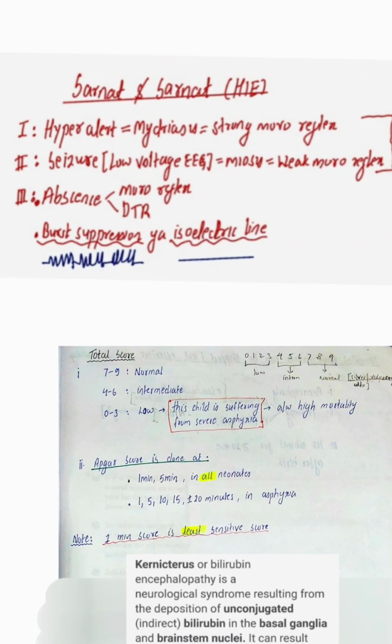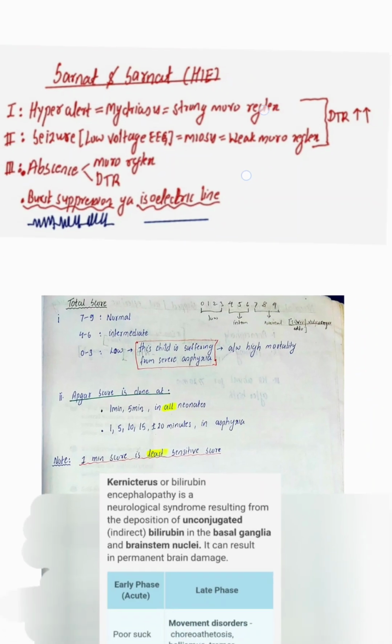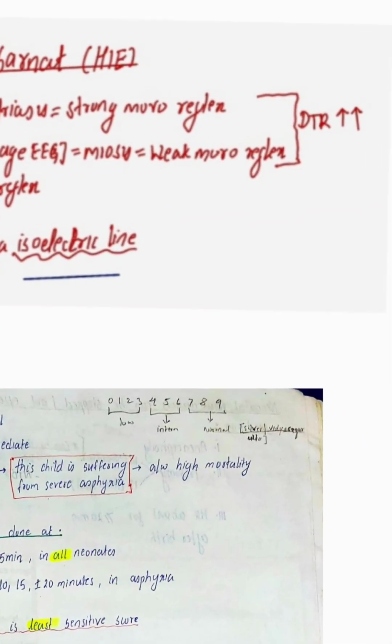This seizure is detected on low voltage EEG. Stage 1 has mydriasis, so in stage 2 there will be miosis. In stage 1 there is a strong Moro reflex, so in stage 2 there will be a weak Moro reflex. But one thing is common between stage 1 and stage 2: deep tendon reflex is increased or exaggerated in both stage 1 and 2.